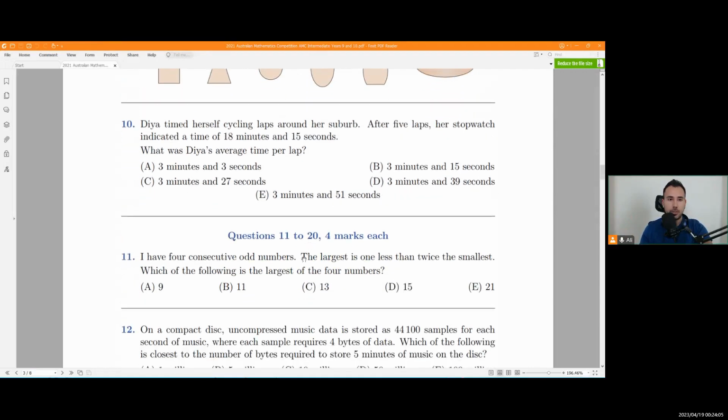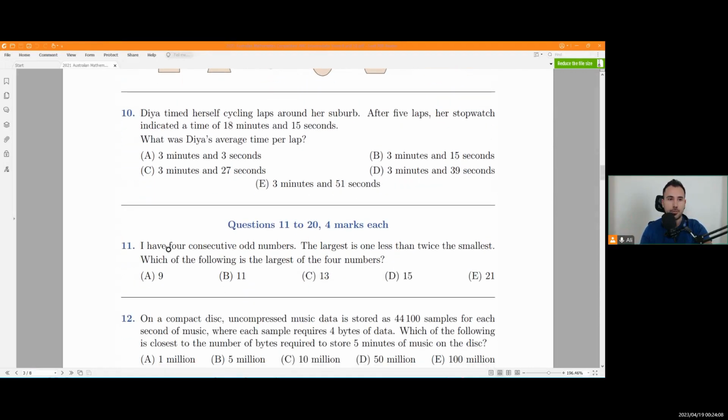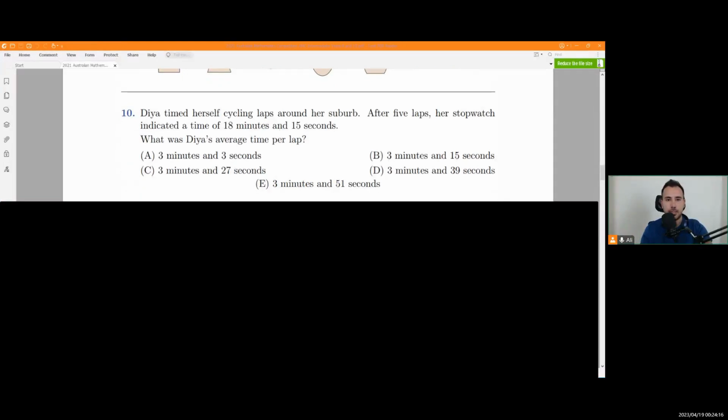Okay, so let's go to question 10. Let me make this black. The odd-timer is cycling laps around his suburb. After 5 laps, her stopwatch indicated a time of 16 minutes and 15 seconds. What was... So basically we want the average. Not very difficult. We're going to have 18 minutes and plus 15 seconds. And because it's an average, we're going to divide it by 5.